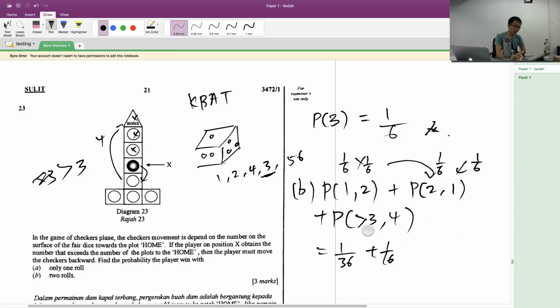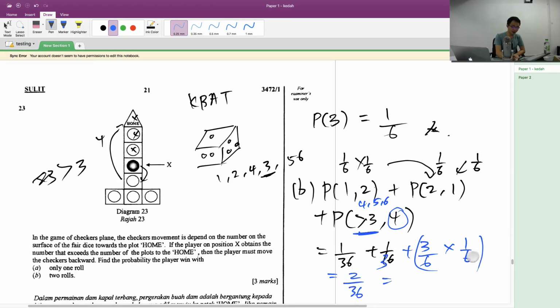Okay, now the bottom one is a bit challenging. So if bigger than 3, that means you have 4, 5, and 6. This is the number 3 out of 6. Okay, then I will do 4 here. 4 is only just one of the number, so it should be 1 over 6. Yeah, I guess it should be correct. Okay, so then this is 36. Alright, so here is 2 over 36.